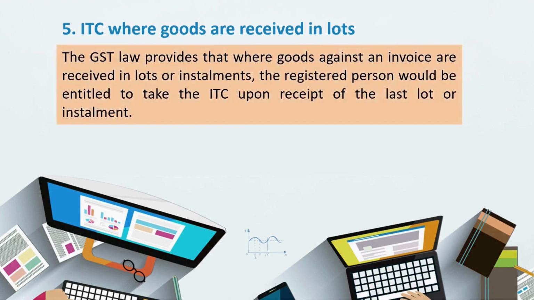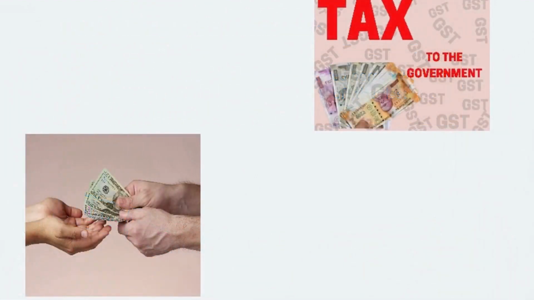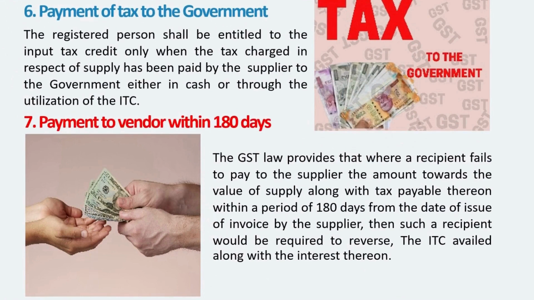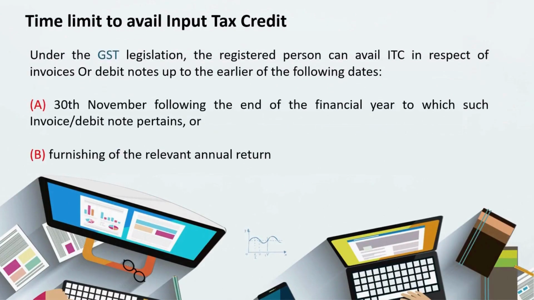The registered person shall be entitled to the input tax credit only when the tax charged in respect of the supply has been paid by the supplier to the government, either in cash or through the utilization of the ITC. Condition number 7. Payment to vendor within 180 days. The GST law provides that where a recipient fails to pay to the supplier the amount towards the value of supply along with tax payable thereon within a period of 180 days from the date of issue of invoice by the supplier, then such a recipient would be required to reverse ITC availed along with the interest thereon, that is payable.